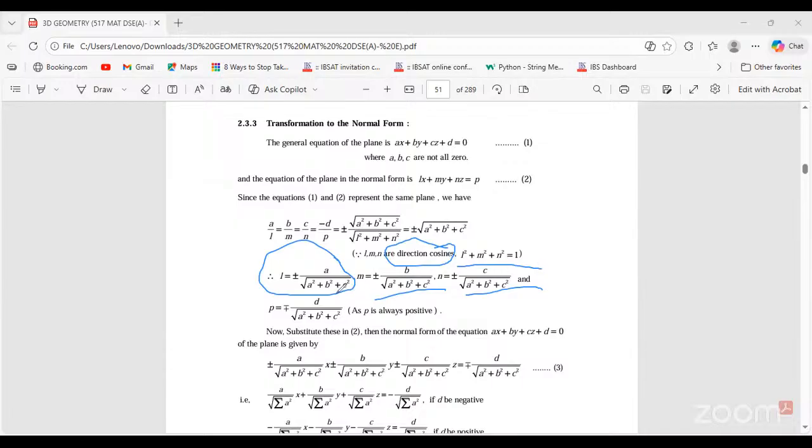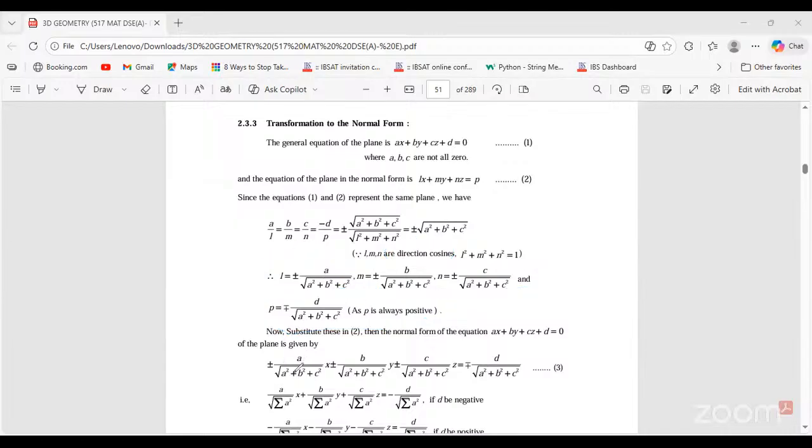What is P? P is always positive. P is the perpendicular distance from the origin to the plane. P is always positive. We get the L value, M value, N value. After substituting the L, M, N values, we get the equation L square plus M square plus N square equals 1. This is a standard form.